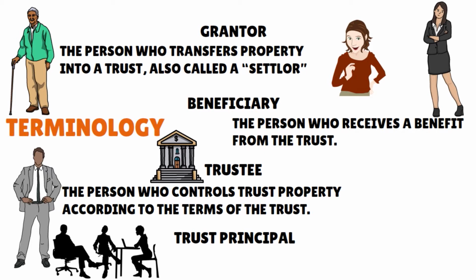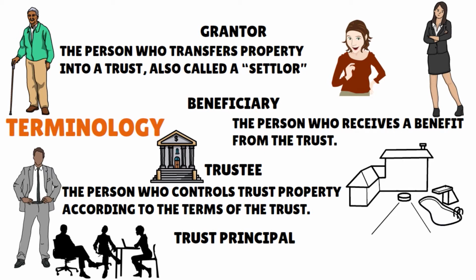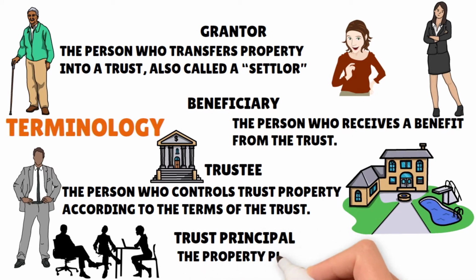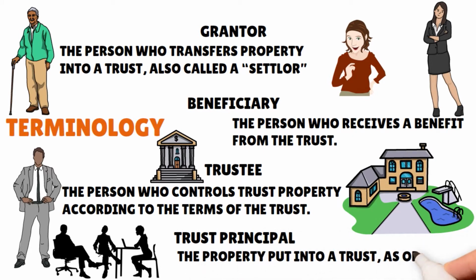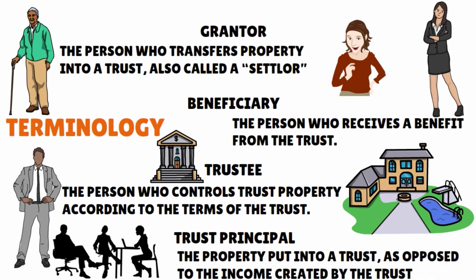So besides grantor, beneficiaries, and trustees, you have something called a trust principal. It's essentially the property put into a trust, as opposed to the income created by the trust. By property, don't just think about tangible property. Of course, we have real estate and machinery, but those are tangible properties. You can also have intangible, electronic or financial property, financial instruments, stocks, bonds, ETFs, exchange-traded funds.